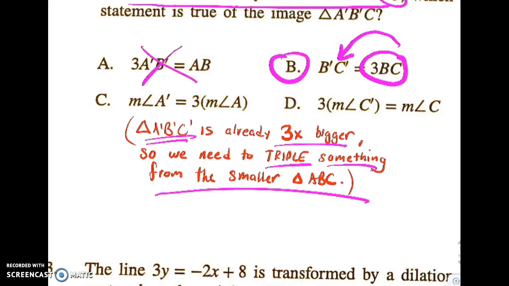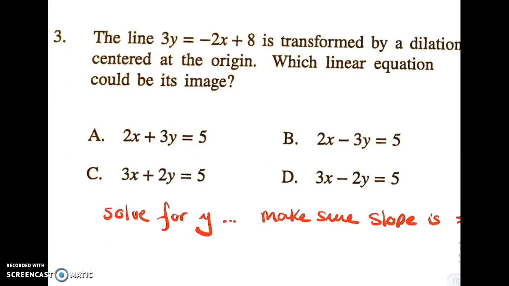So that's your answer right there. You never triple angles. You never change the size of angles. Angles remain the same. But you triple the smaller one to get to the bigger one. Then you have an equality.